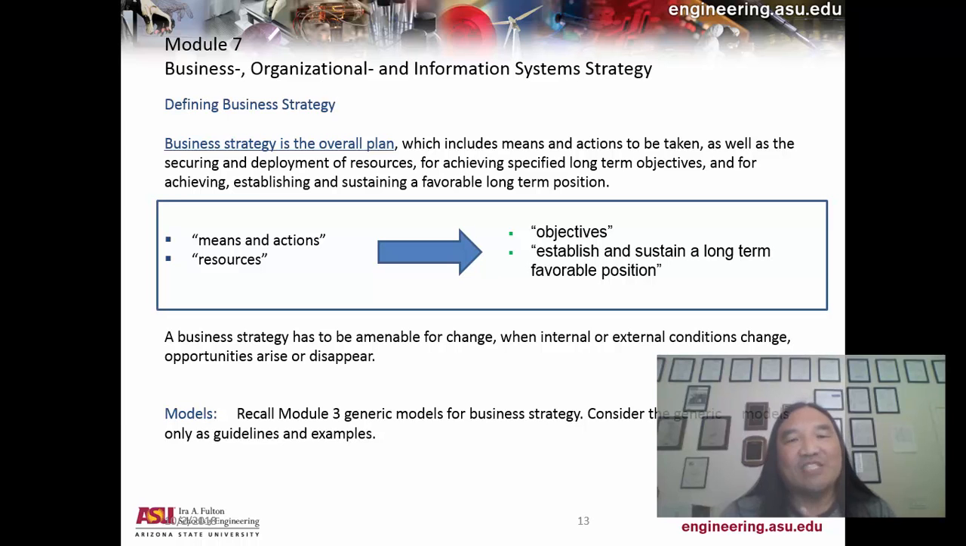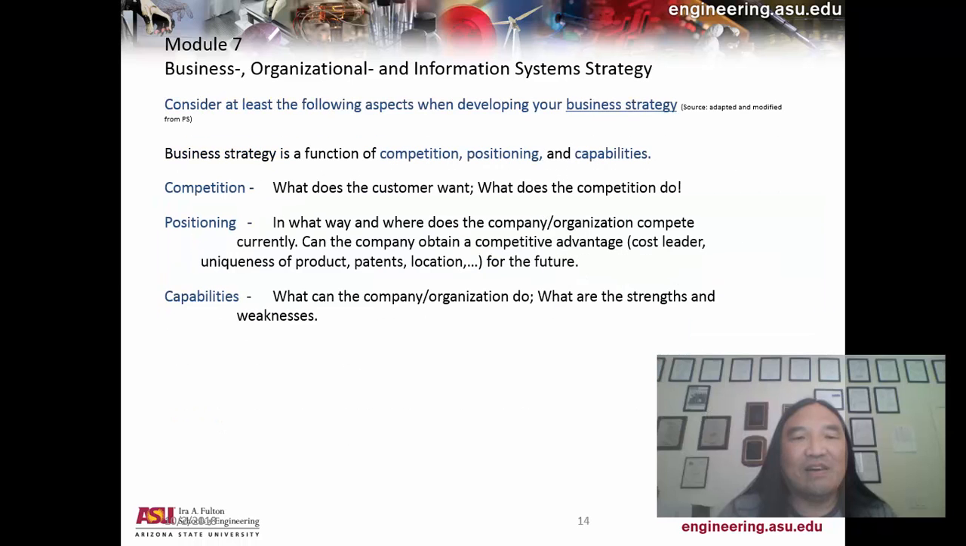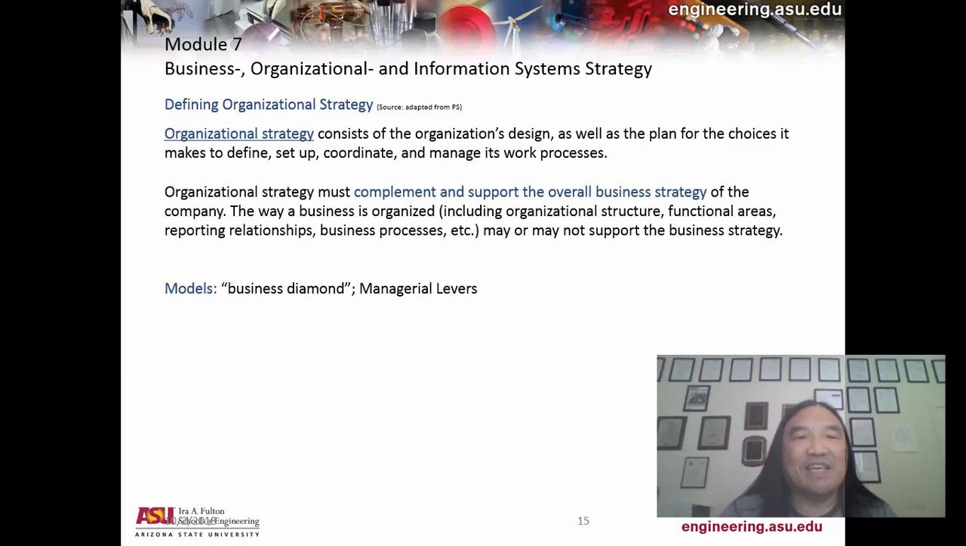Now my business strategy is the overall plan of how this business is going to work. And so it starts out with, do I have the means and resources to do what I want? And what is it that I'm trying to do? How am I going to create a long-term favorable position? And so if you remember, the generic business models that you have, it's based on competition, how do you position yourself, and what capabilities do you actually have. And that went into the entire competitive portfolio.